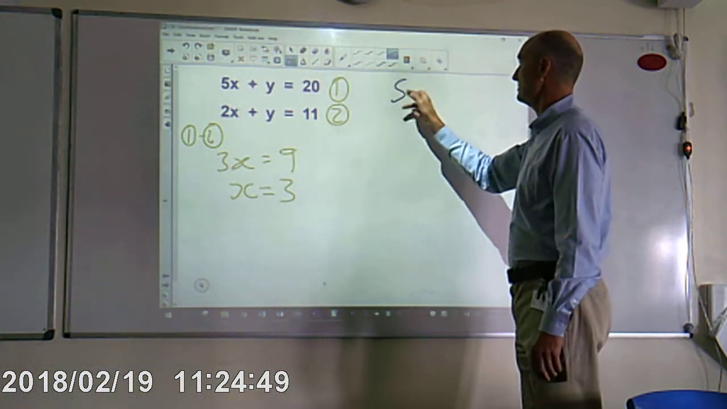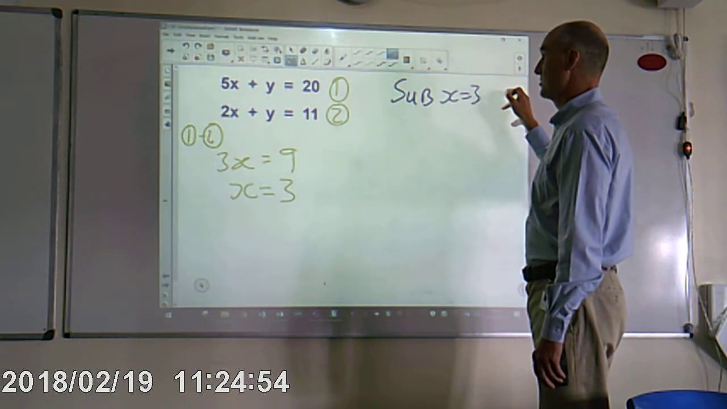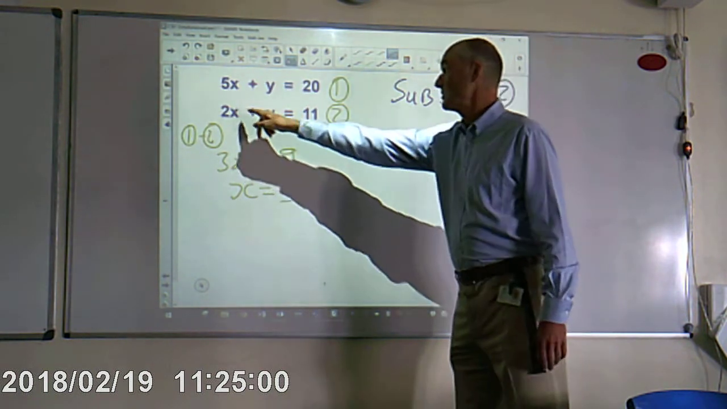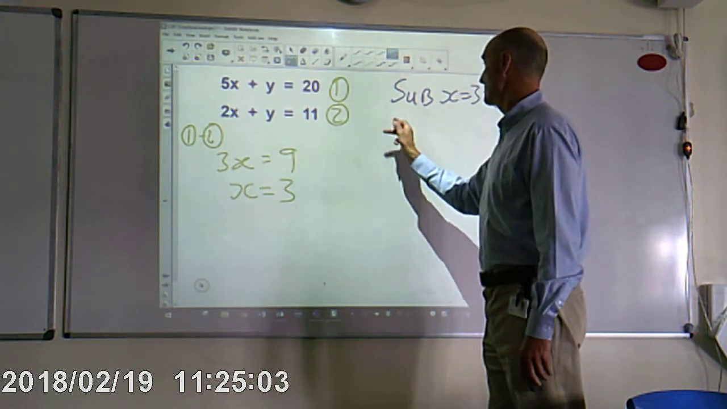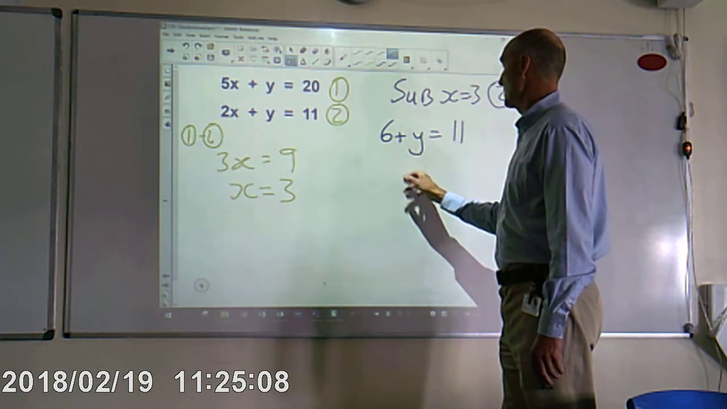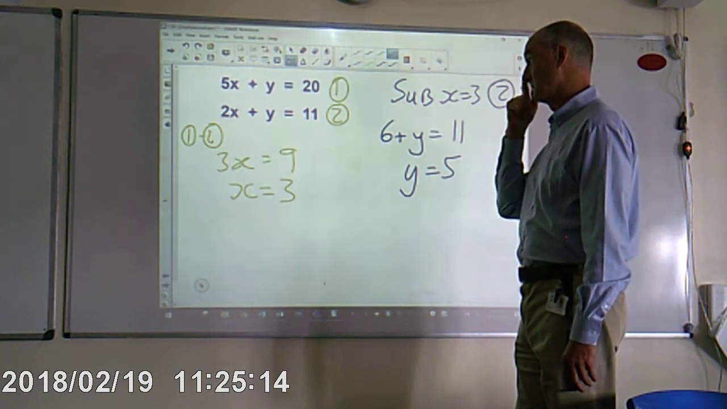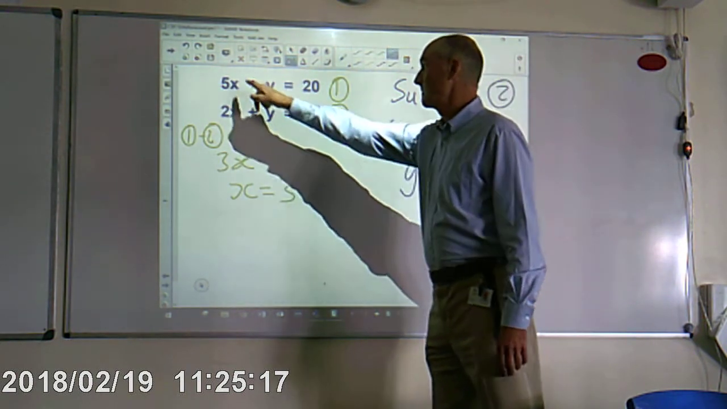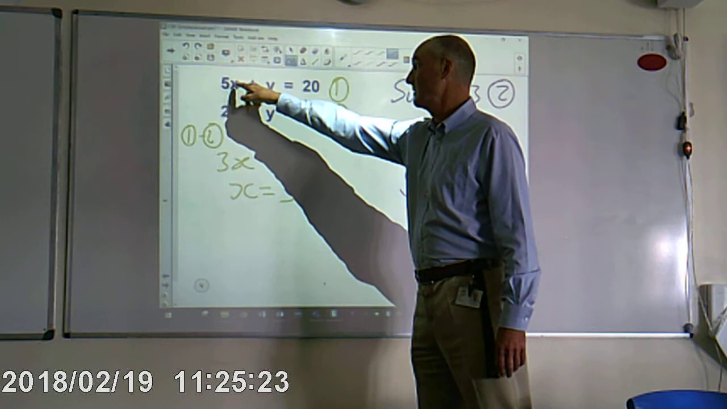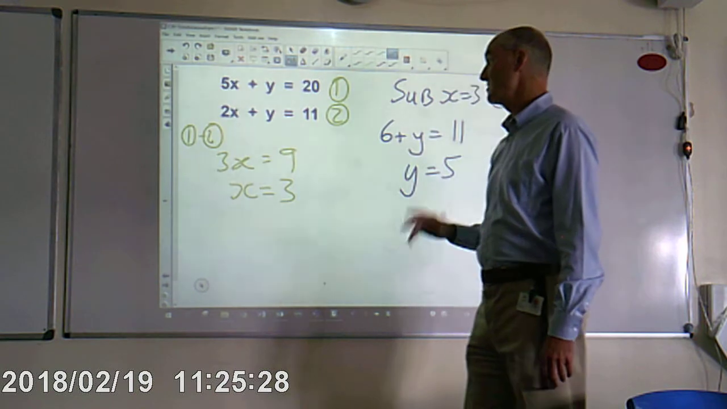Substitute x equals 3 into, let's do it in equation 2. So 2 lots of 3 is 6 plus y equals 11. So y equals 5. Let's just substitute both of those values back into equation 1. 3 lots of 5 will give me 15 plus 5 gives me 20. Yeah, they work.